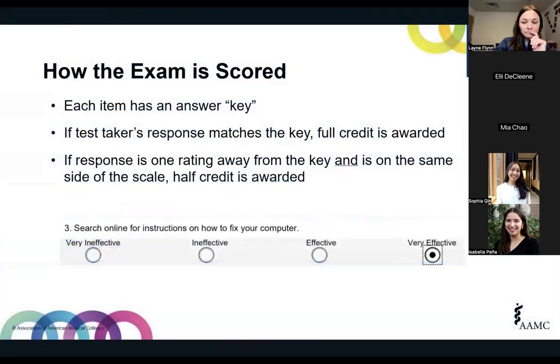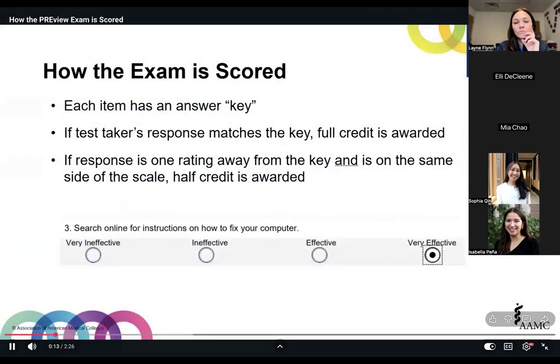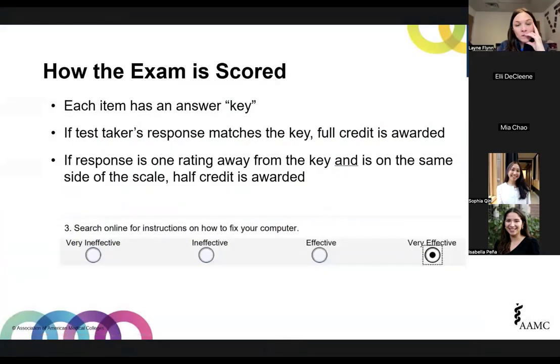So before we move on to the practice material available to you, I want to share how the exam is scored. Full and partial credit can be awarded for every question. I want to explain how this works. Each item has a key. If your response matches that key, full credit is awarded.